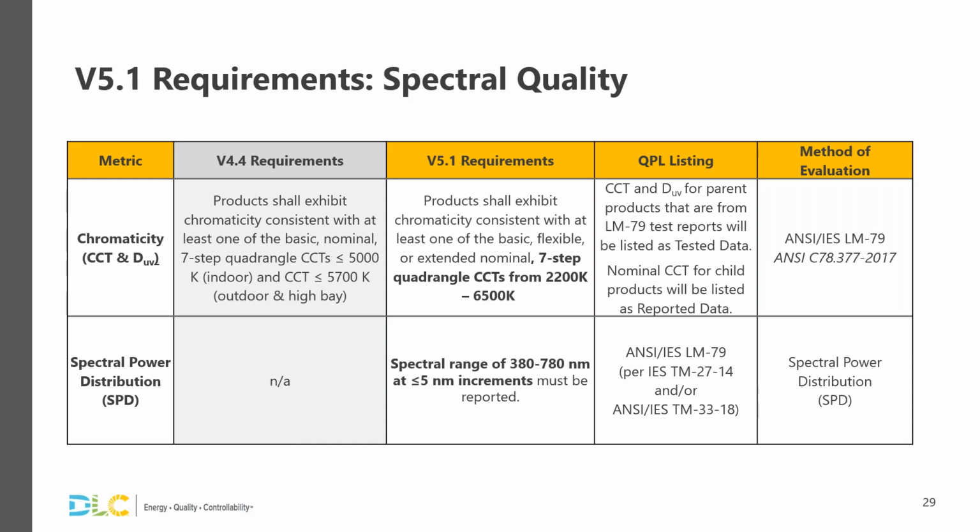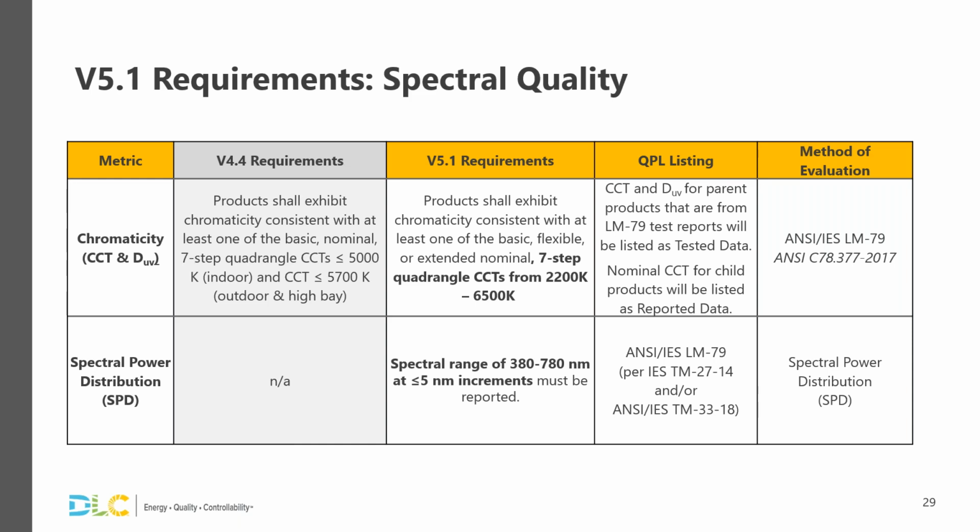The standard color requirements in 5.1 are the same as in 4.4, except we're extending the eligible CCTs to include the full range of defined CCT quadrangles in ANSI C78.377, all the way up to 6500K. And all products, both indoor and outdoor, are required to be within the ANSI-defined 7-step quadrangles for standard qualification, with an additional requirement for premium qualification that all indoor products, except for high bay, be within the 4-step quadrangles.